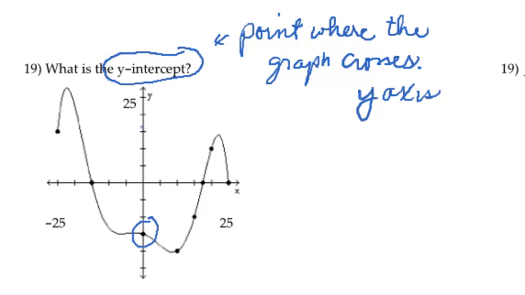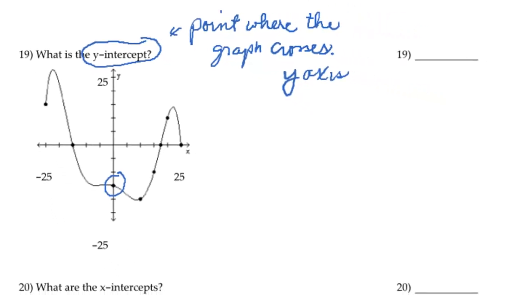We have 1, 2, 3, 4, 5 tick marks to get to 25, so each tick mark is worth 5 units. So 5, 10, 15 is this point right here. It's negative 15, because it's in the negative. So the y-intercept is negative 15, or if they want an ordered pair, it'd be (0, negative 15). Okay, hope that helps.